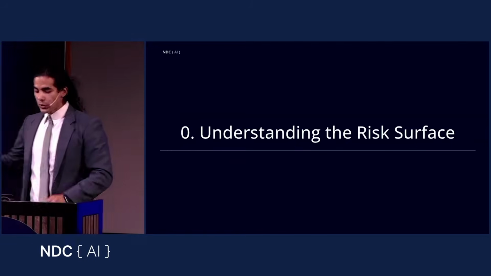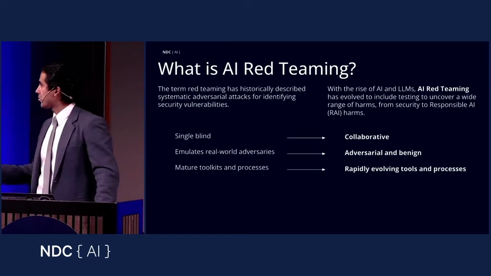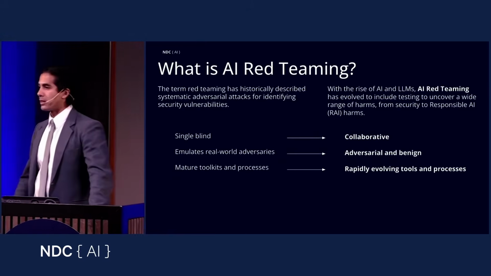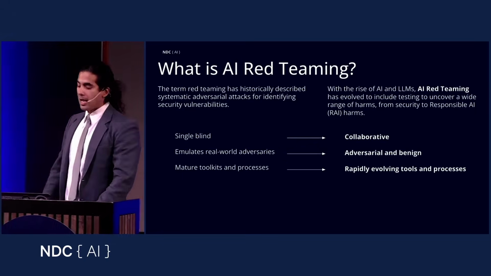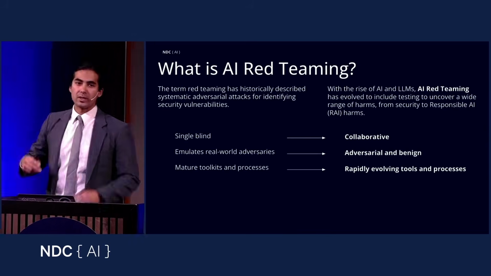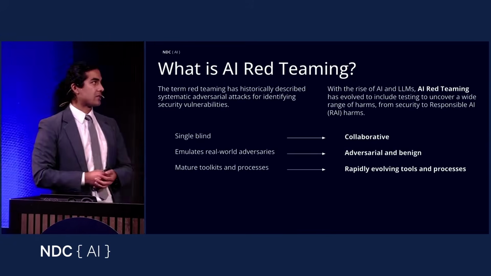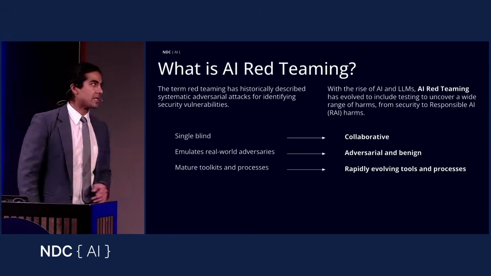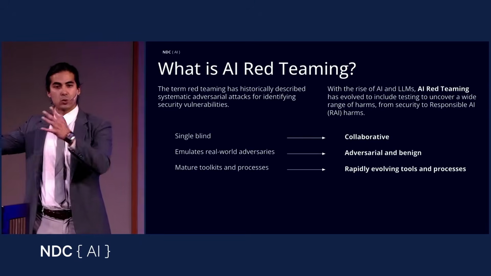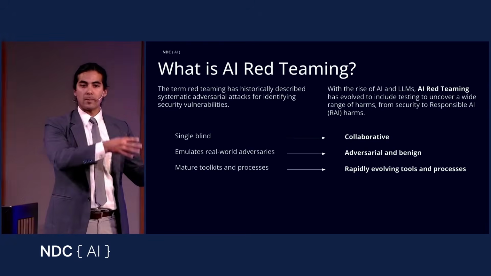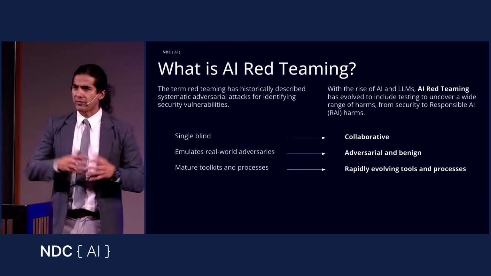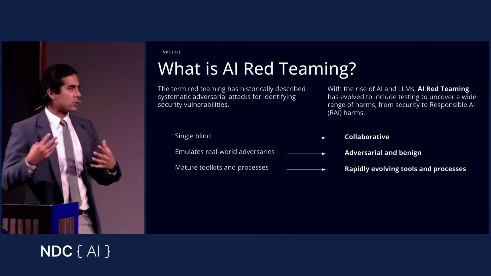First, let's start understanding a little bit of the risk surface. We have to start by understanding what AI red teaming is. Starting from the left, we have traditional red teaming. I think many of us are already very familiar with this. Historically, red teaming has been single blind, meaning we have the red team, and they go and try to hack a product, and a lot of the time the product teams don't know that's happening. They can be very long operations, and they try to be very sneaky or covert.